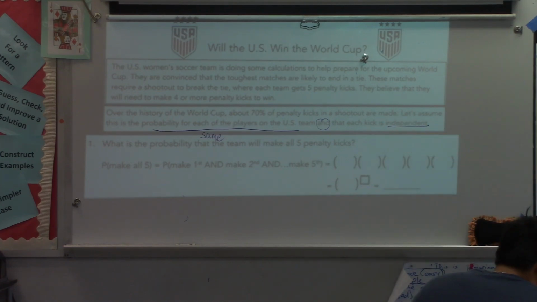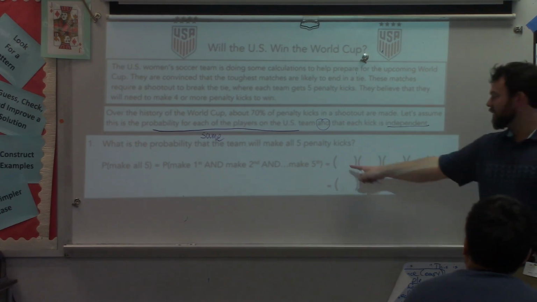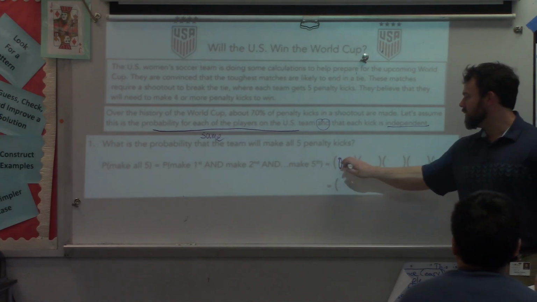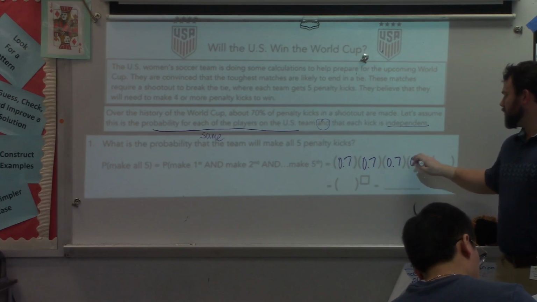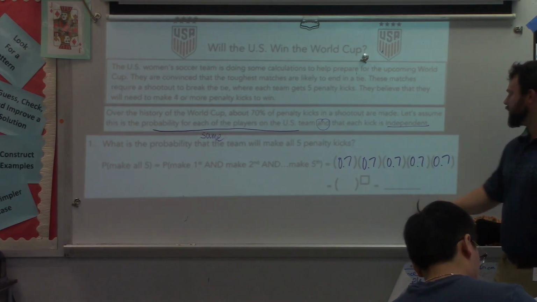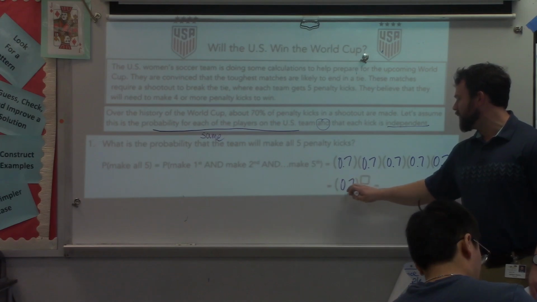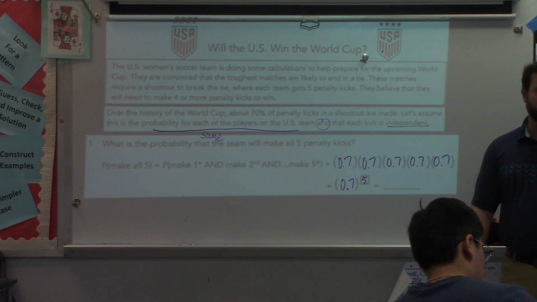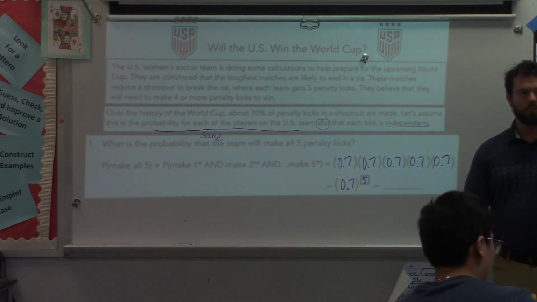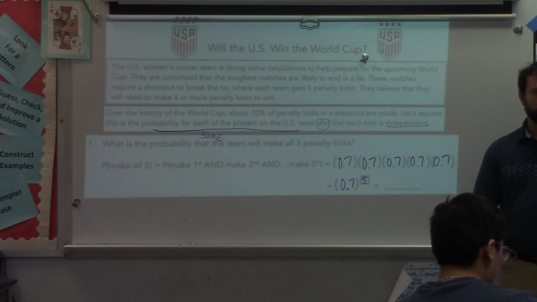So what is the probability that the team will make all 5 penalty kicks? Well, what's the probability of making the first one? 0.7. The second one? 0.7. Third? 0.7. Alright, so that's 0.7 to the 5th. Someone tell me what that would be?